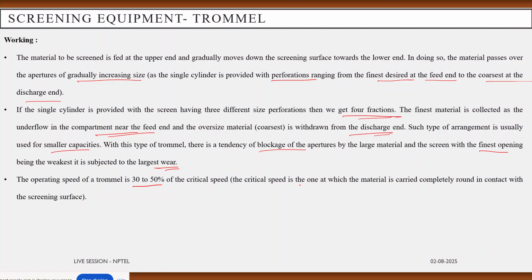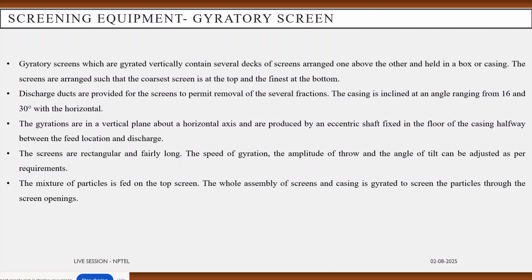The critical speed is the one at which the material is completely round in contact with the screening surface. So we operate at 30 to 50% of the maximum speed that it can be. So that is known for the trommel. The next one is the gyratory screen.